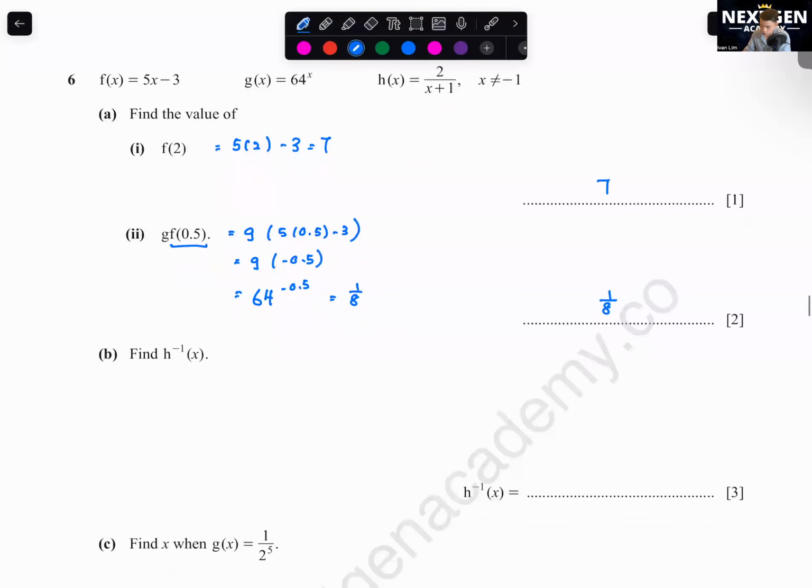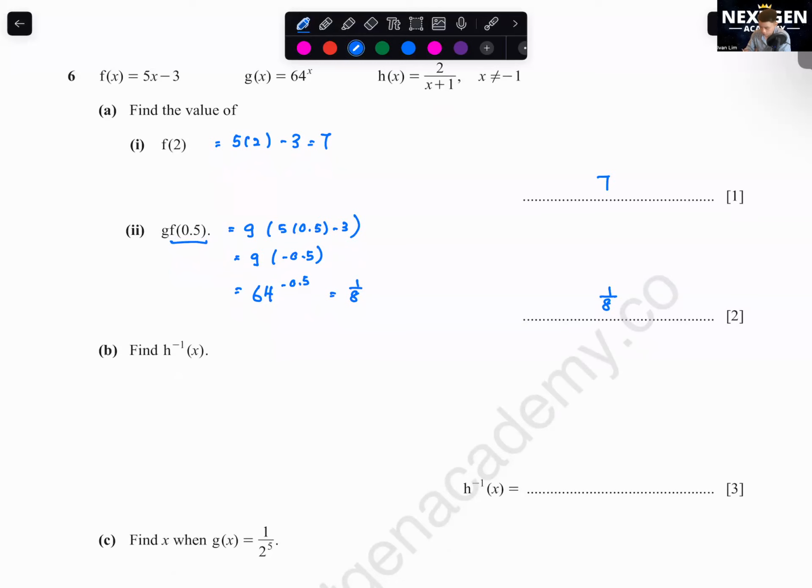Okay, inverse function. Inverse function, very specific method. So I will start with this statement here. Let y equal h inverse x. Hy is equal to x. What's hy? 2 over y plus 1 equals x. I want to rearrange it to make x as the subject. So 2 over x equals y plus 1. 2 over x minus 1 equals y. Okay, so your y is h inverse x. So this will be the answer. 2 over x minus 1.